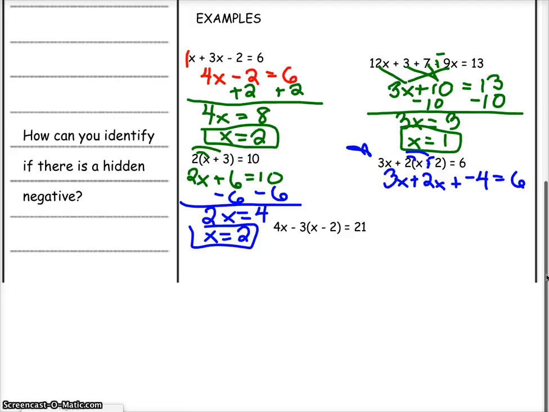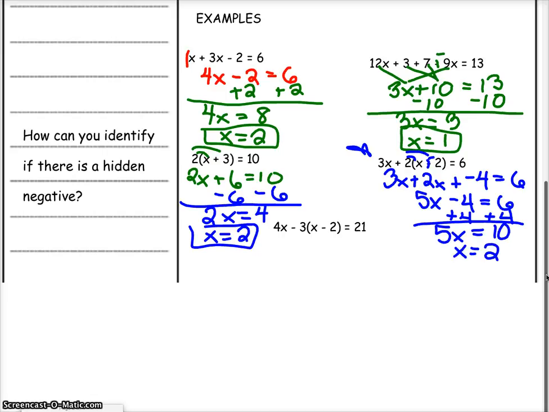Now I'm combining, I'm not solving yet, I'm combining. 3x and 2x are 5x's. I'm going to change this plus and negative back to minus 4. I only like to do plus and negative if I need to combine terms, and I don't need to. 4 doesn't combine with anything, so I just put it back to the minus. Now solve. And 5x equals 10, x is 2.